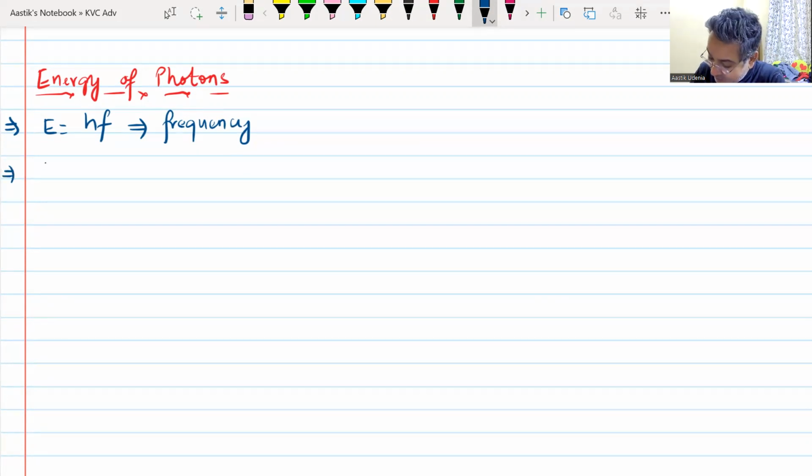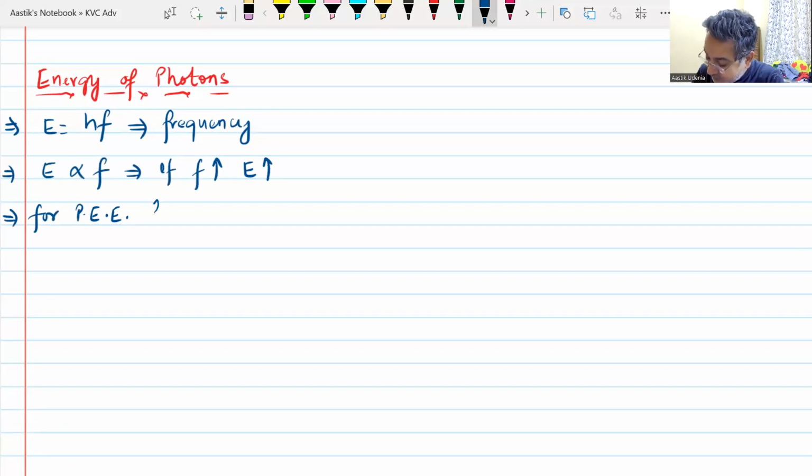Yes, sir. In fact, this E is directly proportional to F. That means if the frequency is increased, energy of the photon increases. Yes or no? Yes. For photoelectric effect, PEE we call it, the frequency of the radiation must be greater than F naught, or the energy of the radiation must be greater than the work function. Do we understand this? Yes, sir.